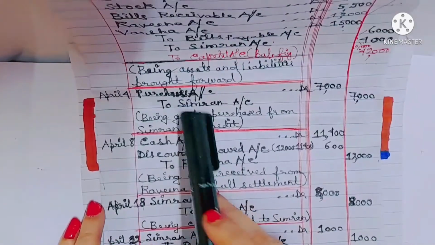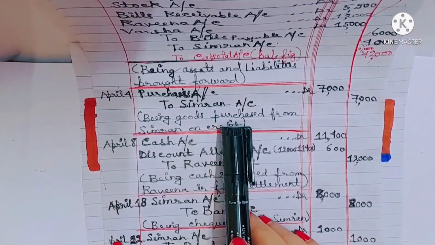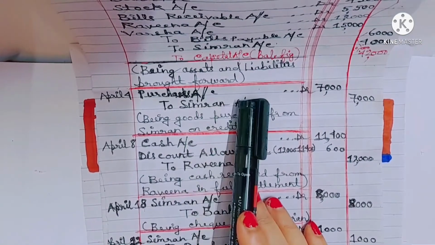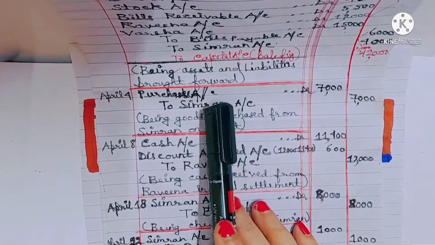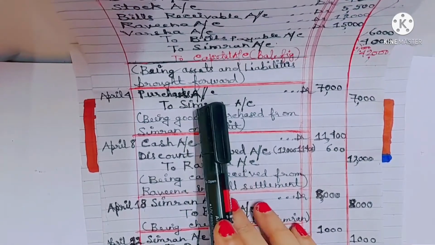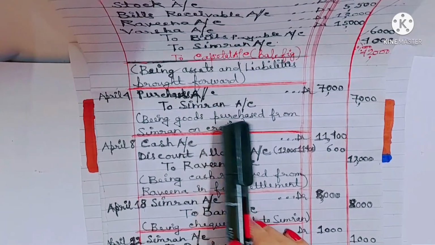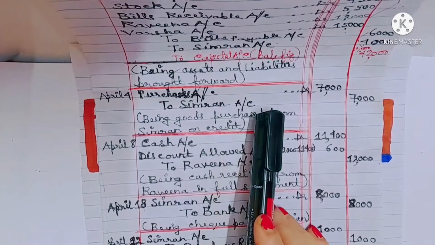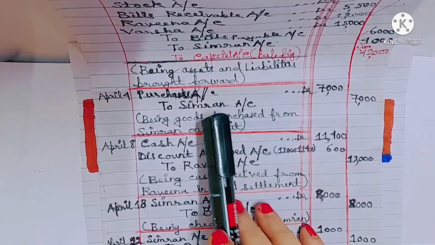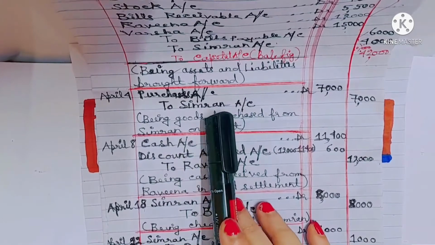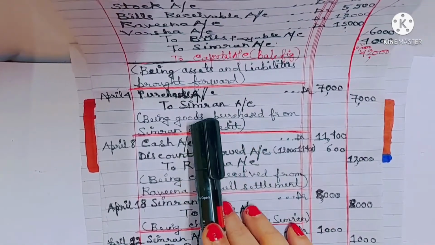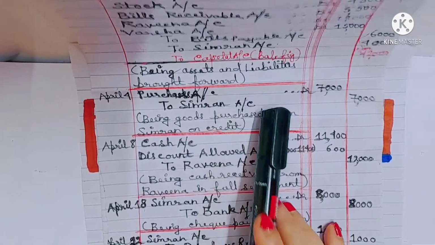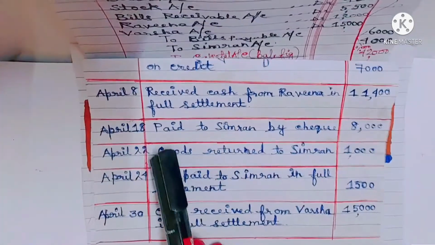Understood? On 4th April, purchases account debit and Simran account credit. Because purchases account falls under real account as well as nominal account. According to real account, what comes in is debit. Mamuni is purchasing goods, goods are coming in. That is the reason purchases account is debit. Why Simran account credit? Because Simran falls under personal account. And according to personal account, Simran is the giver of goods. So Simran account should be credited. Because Mamuni is purchasing goods on credit from Simran, Simran is the giver of the benefit. Understood? Now let's go through the second transaction.